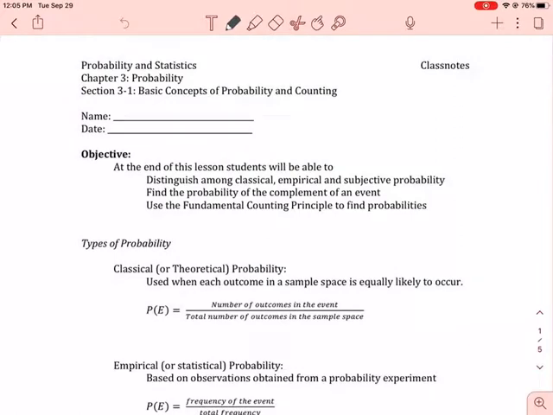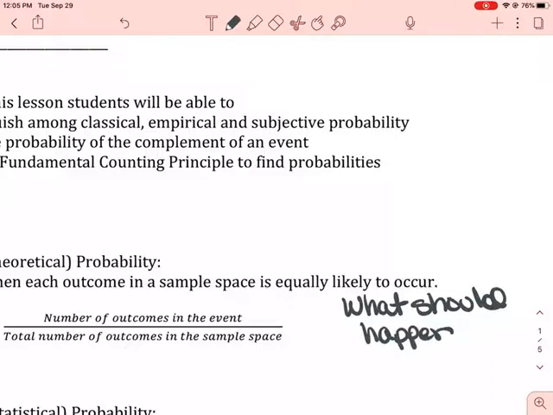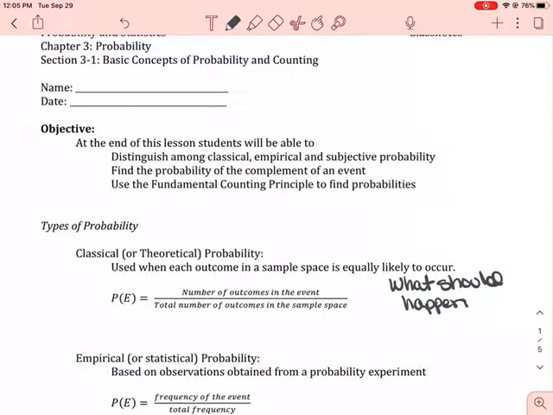Okay, so let's take a look at the different types of probabilities. There's classical or theoretical probability, used when the outcomes in the sample space are equally likely to occur. Think of this as what should happen, okay? So this is when we can write a sample space and we look at the theory behind it. So when I roll 2 dice, what are the outcomes? When I flip a coin, what are the outcomes? These are things that we can theoretically look at.